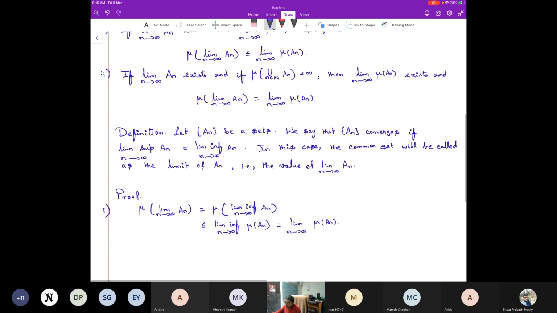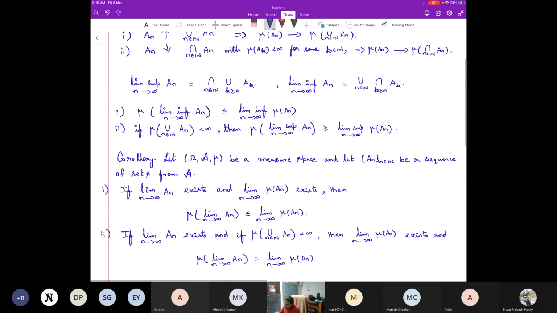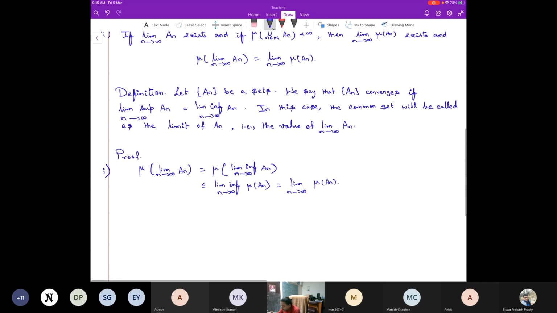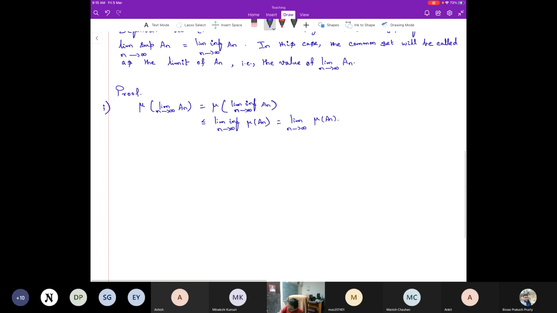So natural question is why can't we use the lim sup? For lim sup we need the other condition, and that is not given. Therefore, even if both the side limits exist, the only thing that you can expect is only less than or equal to. Right.